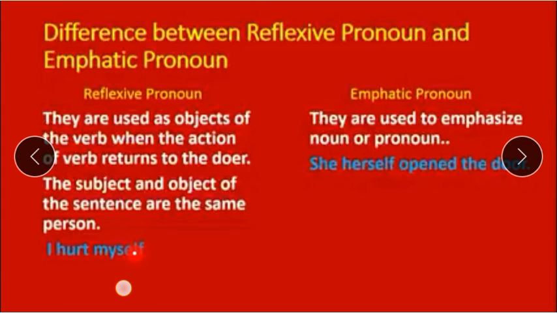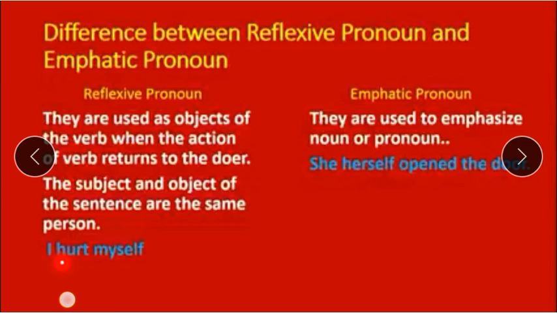Myself is the object, I is the subject, and the person is the same. Like, I hurt myself means I and myself are the same person. Another example, I cut myself. There also, I and myself are the same person. So here the subject and object of the sentence are the same person.